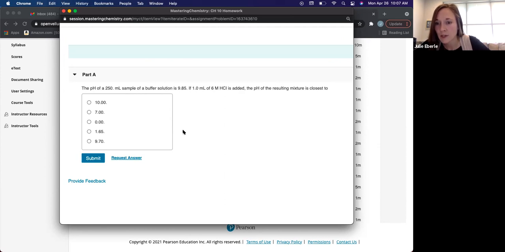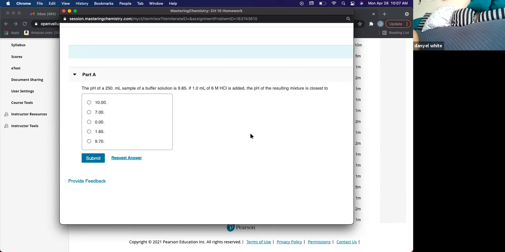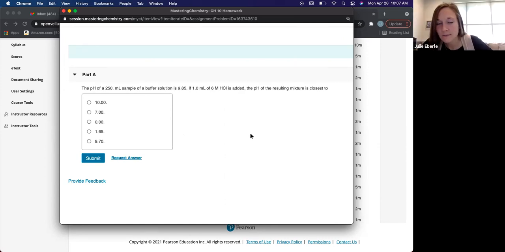So think, what does a buffer do? What's the purpose of a buffer? It is to resist changes in pH. So when you're adding some strong acid, the pH might drop by a little bit because acids make pH more acidic, which is a lower pH. But it's not going to drop by a lot, just a little bit. The point of a buffer is to maintain pH around the original pH.